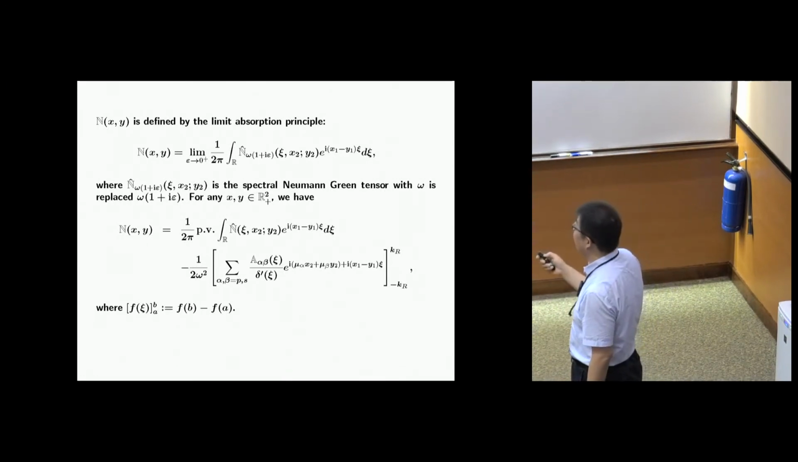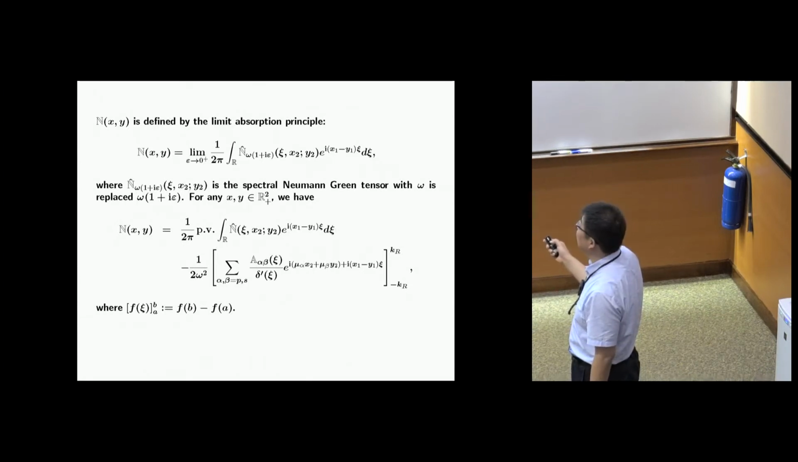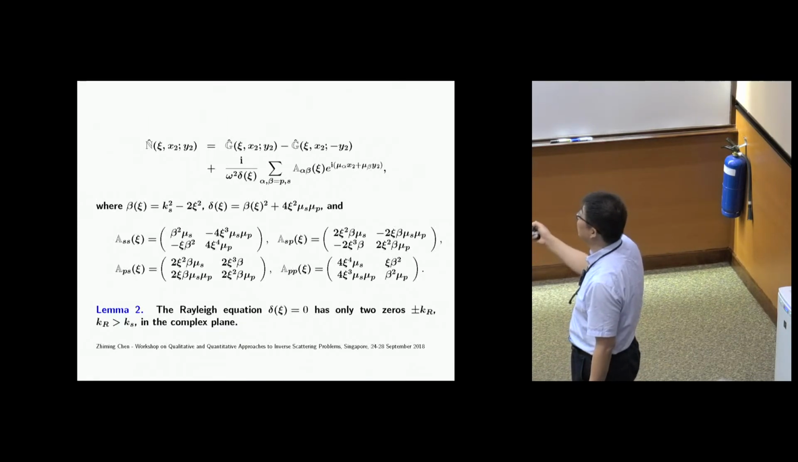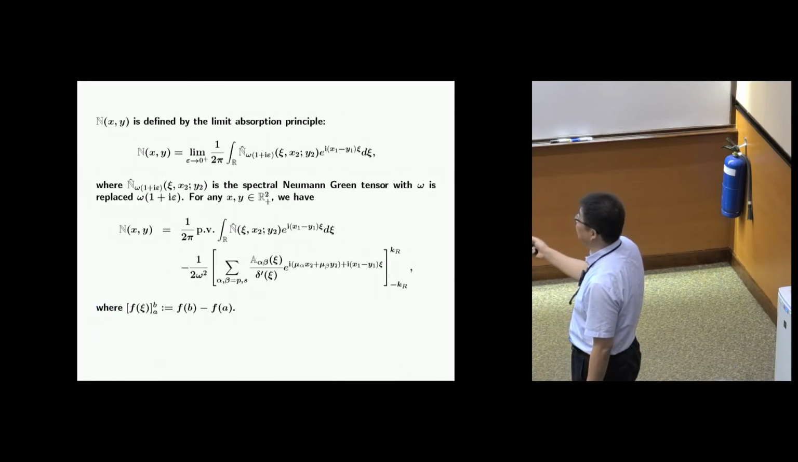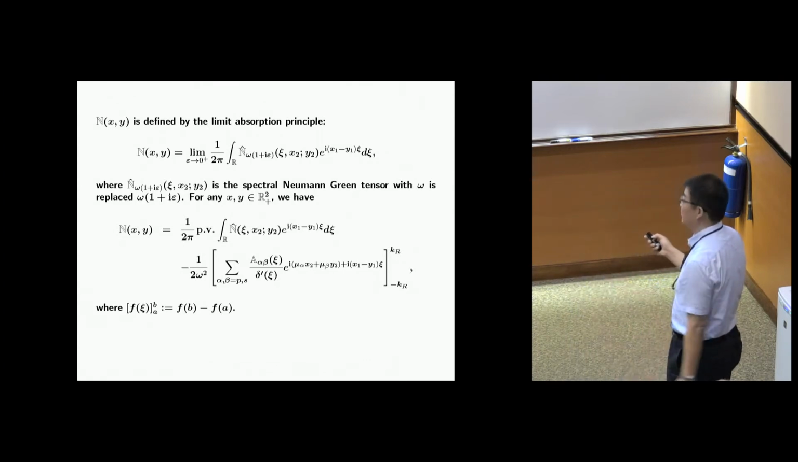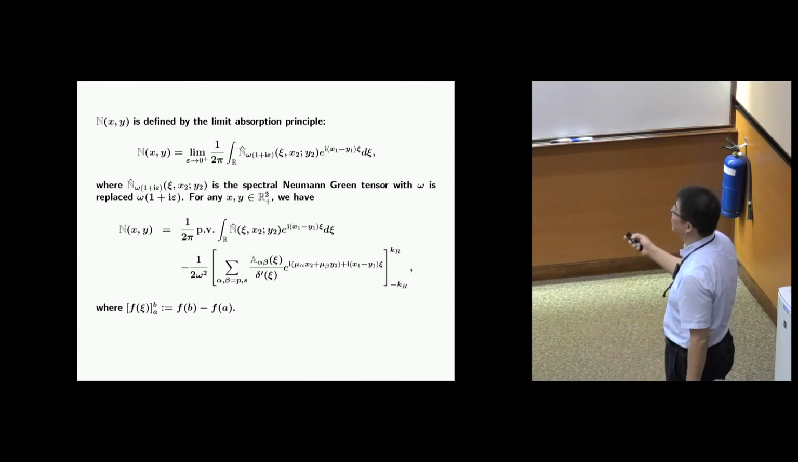Then again you go to the limiting absorption principle. You take the complex absorption, complex frequency, and then you take the limit, and this is the definition. This is for the spectral Neumann-Green tensor, and this is for the Neumann-Green tensor. It should be defined by the limiting absorption principle. Then this is the Cauchy principal value of the integral because you have the poles, and this is the formula.